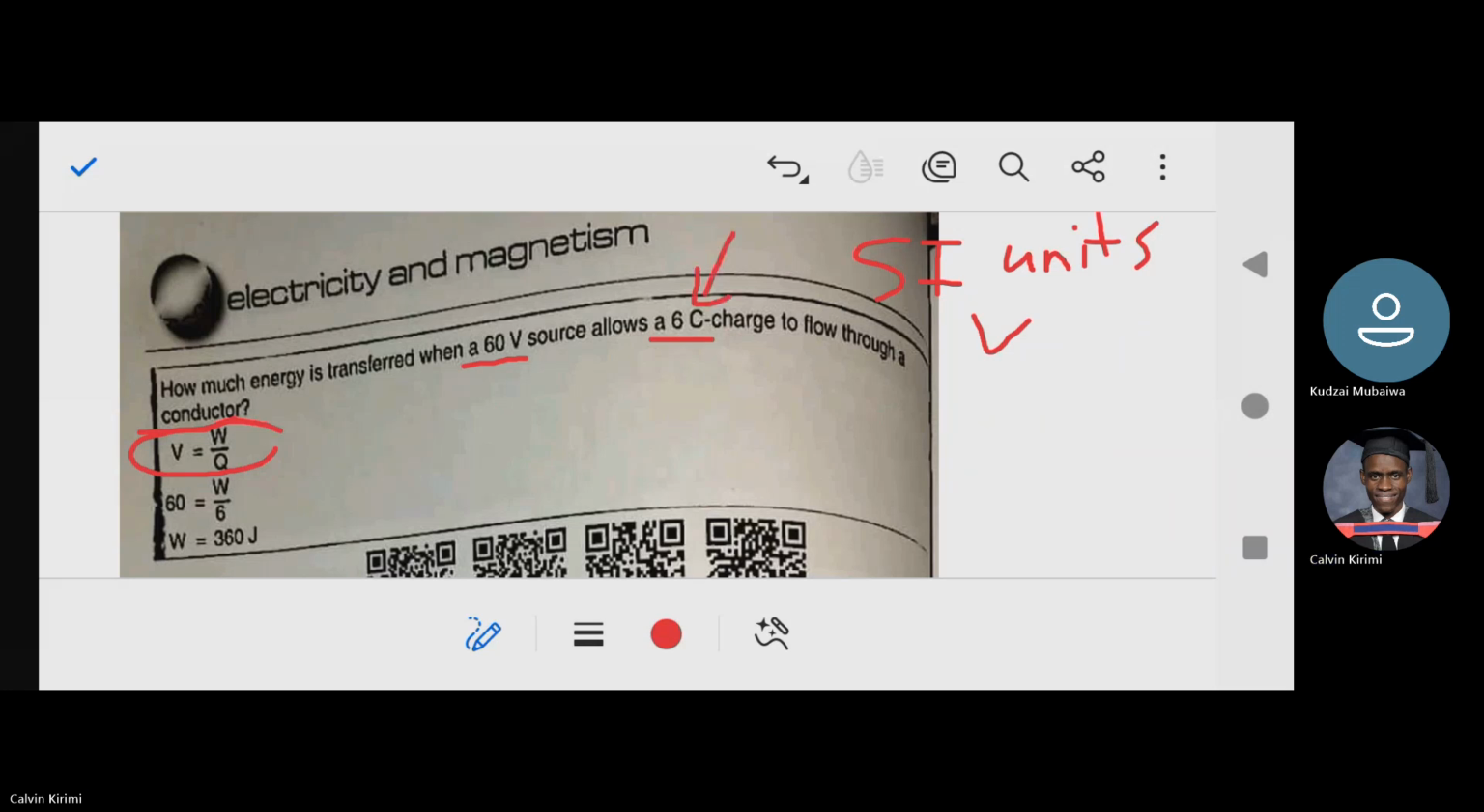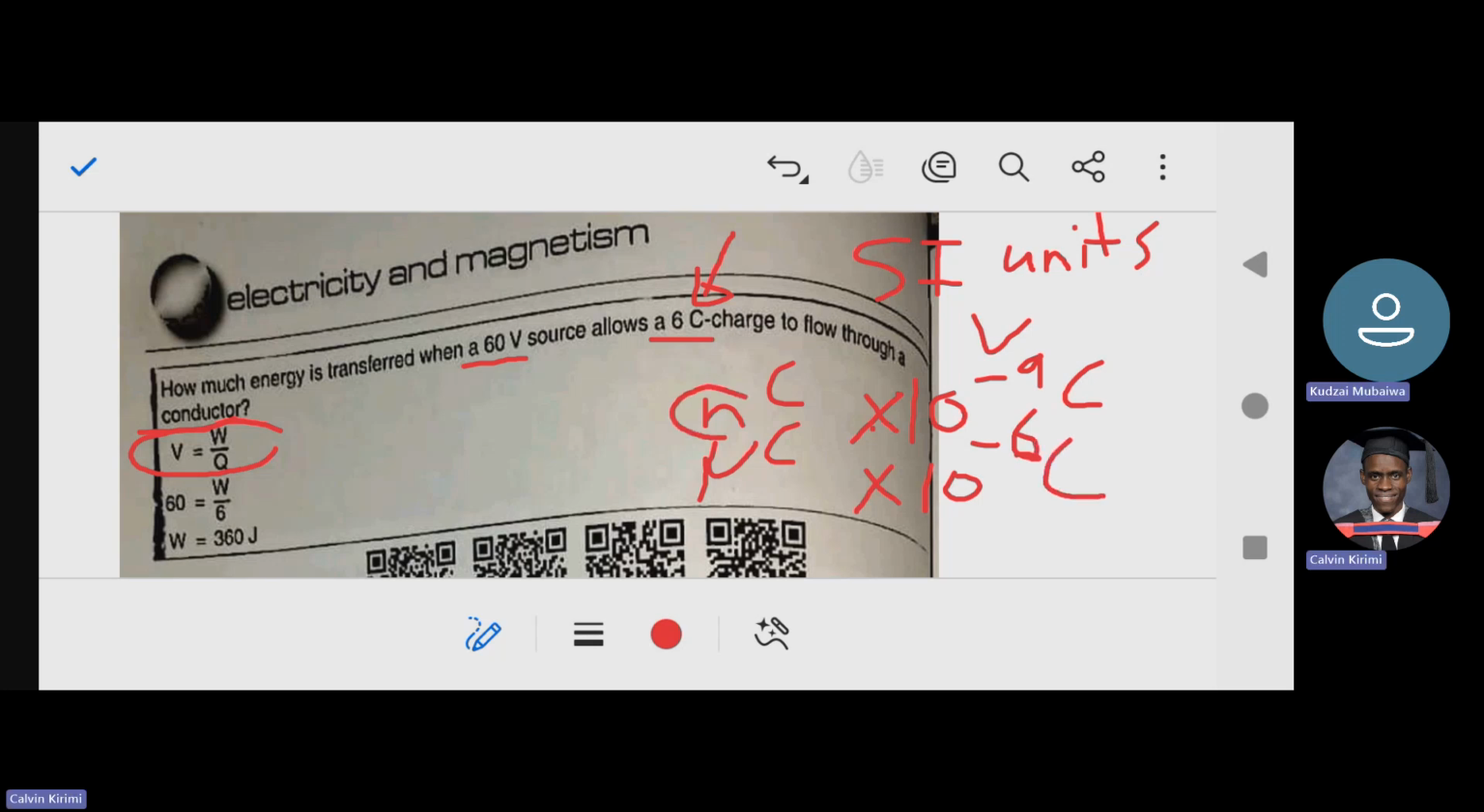To coulombs. When you are given nanocoulombs or microcoulombs, for nano we multiply by 10 to the power negative 9 coulombs. If it's micro, you multiply by 10 to the power negative 6 to convert it. Then it becomes coulombs. So you are only changing the n by multiplying by that.